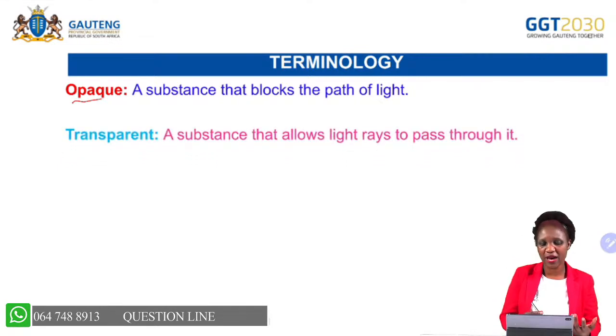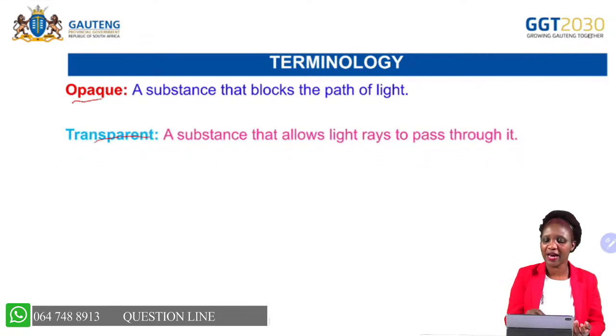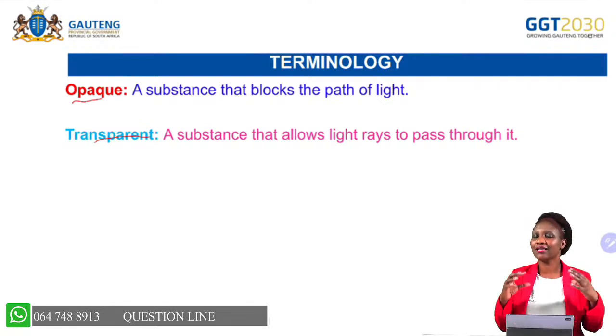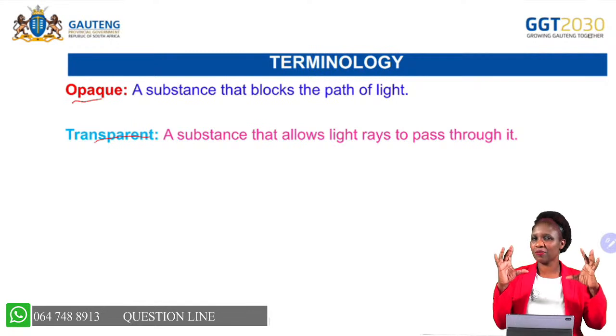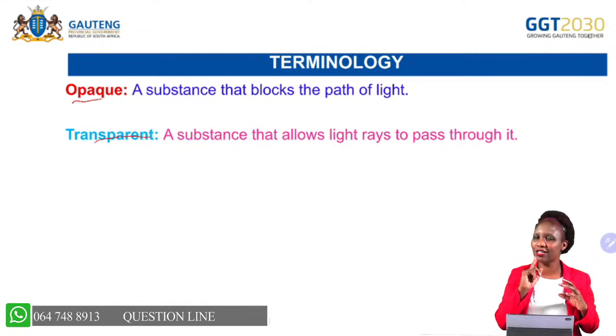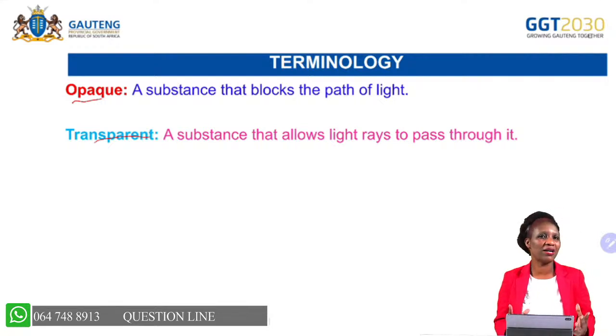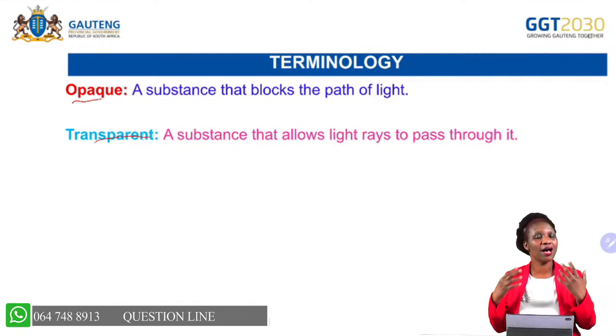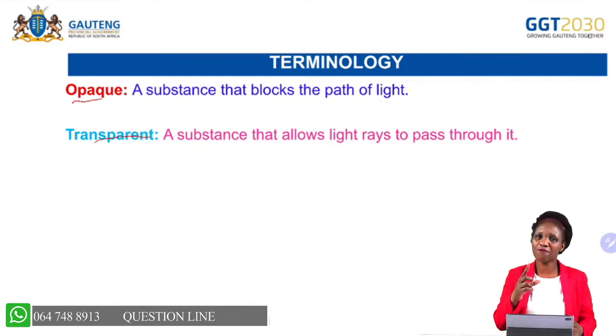We've got transparent. If we are talking about transparent, what are we talking about? We are talking about a substance that allows light to pass through it. For example, if you take clear plastic, it is transparent. You can see through it. Therefore, it allows light to pass through. Even the windows in our classroom, if you can see an object outside, it means that the windows are transparent, therefore allowing light to pass through. Do you get that? That's very good.